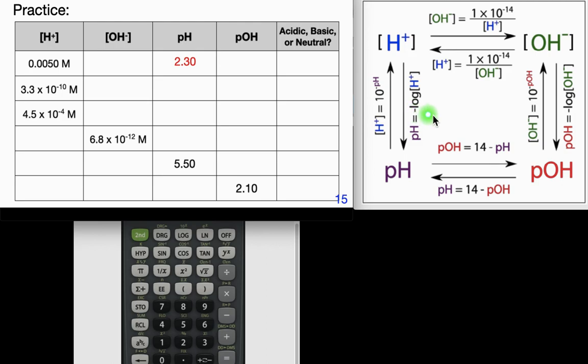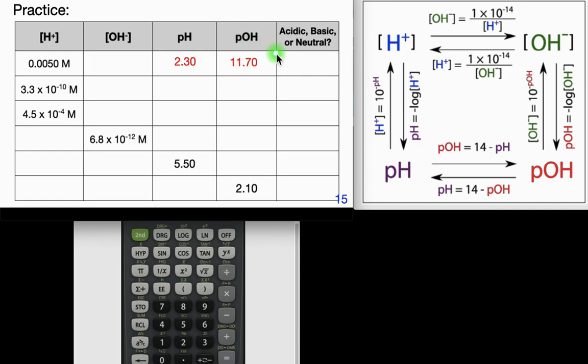As I think I said earlier, simply ignore the negative sign that you see on your calculator rather than going through the trouble of typing in negative. So if you just typed in the hydrogen ion concentration and hit logarithm key, you'll get a negative 2.30. Just ignore that negative sign rather than typing in the negative number. Okay, now we can go from pH to pOH by subtracting from 14, and that's this arrow here. Subtract pH from 14 to give us pOH.